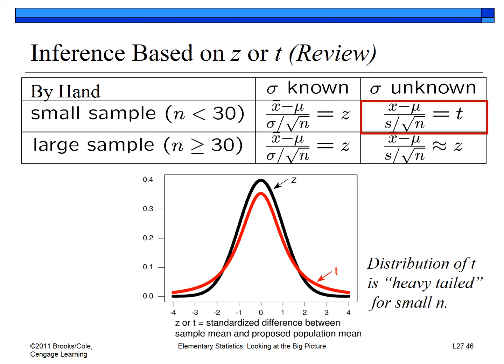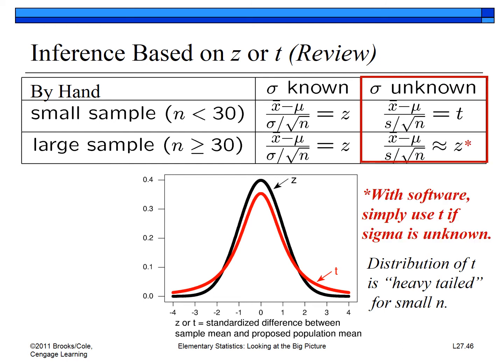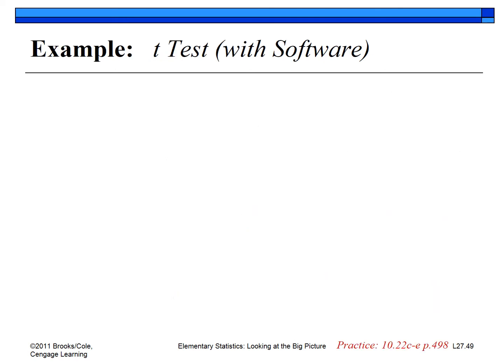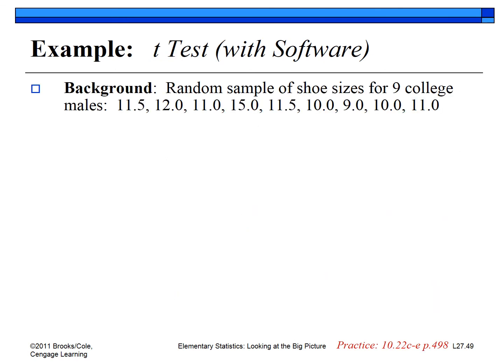So remember that we will use the t distribution when we're doing this by hand, when the sample size is small and the population standard deviation is unknown. If we're using our calculators or Excel, we're always going to use t if sigma is unknown. Let's look at an example.